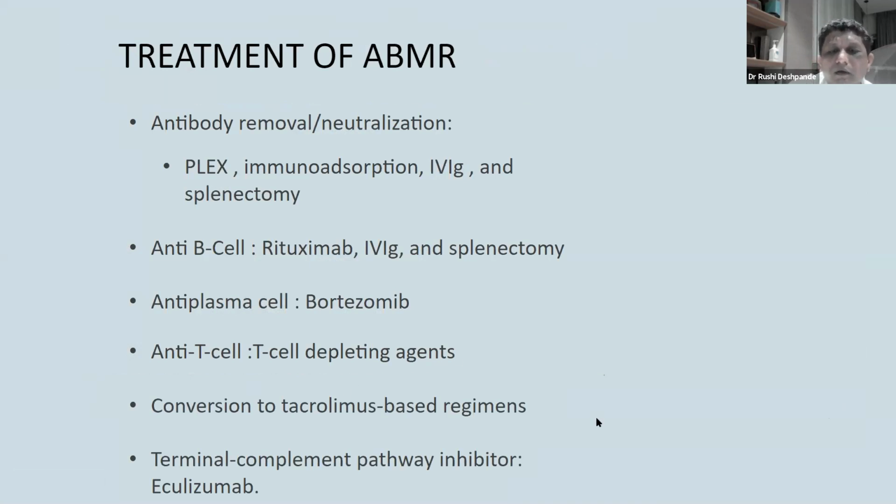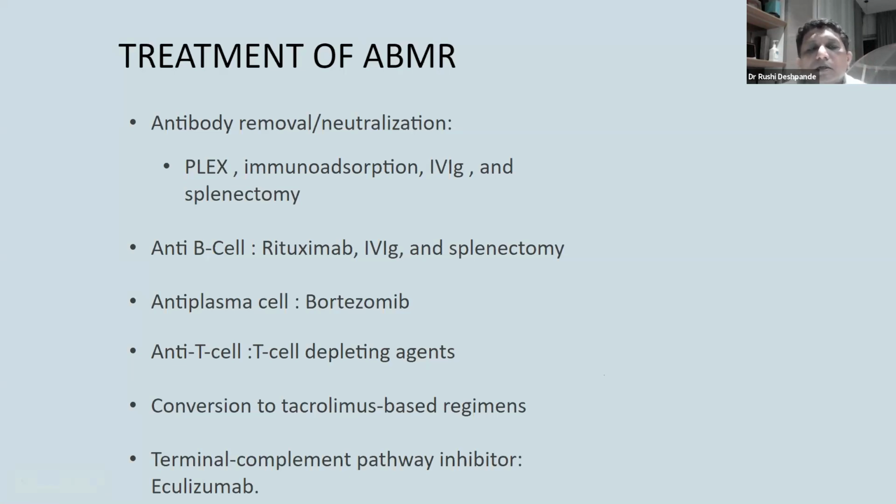So, antibody-mediated rejection. Treatment is in the form of two things. Like I said, antibody removal. The commonest way we do it is by doing plasma exchange. Other mechanisms would be to use immunoadsorption or IVIG.